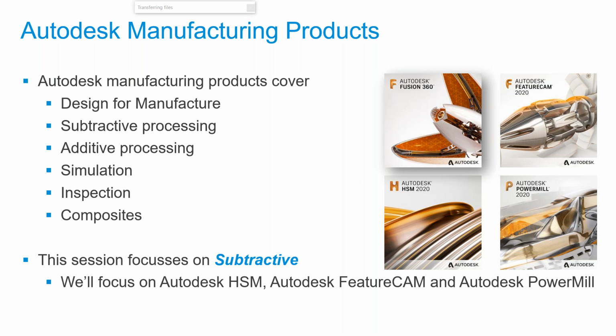Now you see 4 icons here. Essentially, you also see the name Fusion 360. The product HSM, as we have it, is part of two of our design products. One is Inventor. HSM sits within Inventor, and it is also available as a part of Fusion 360. A lot of customers today are leveraging the capabilities of CAM within Fusion 360 as well. So the HSM that we see here is part of both these products. Apart from that, we have FeatureCAM and PowerMill, which are standalone products with specific capabilities.